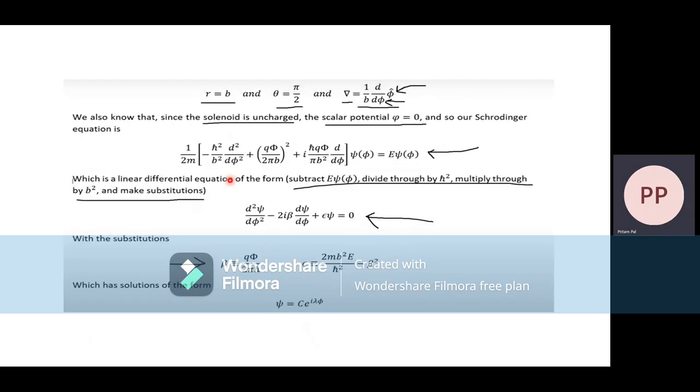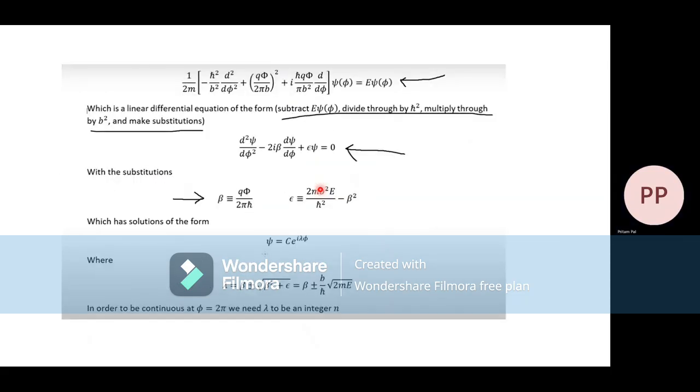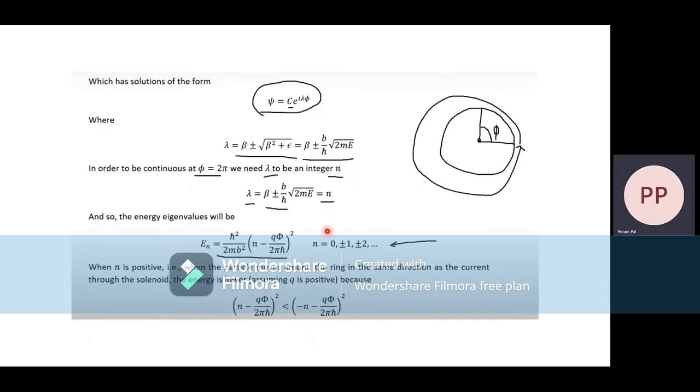which is a linear differential equation of this form. So subtract E psi of phi, divide by h cut squared, multiply through by b squared and make the substitution. You will get something like this. So these are the solutions of this form. This is the rigorous math that has been done.